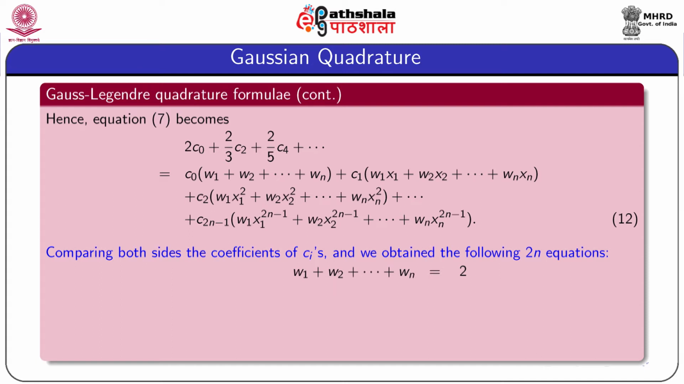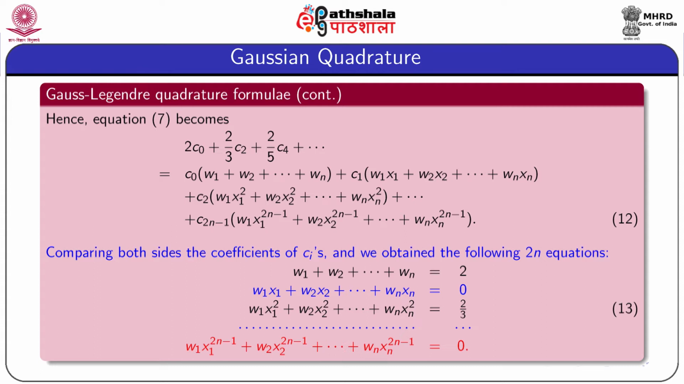The first one is w1 plus w2 plus dot dot dot wn equal to 2. This one is obtained by comparing the coefficient of c0. This one is obtained by comparing the coefficient of c1. This one is obtained from the coefficient of c2. The last one is obtained from the coefficient of c2n minus 1. So, this is a system of equations.